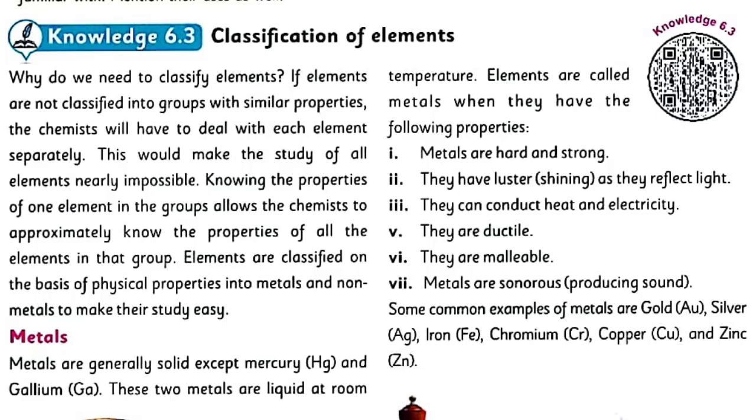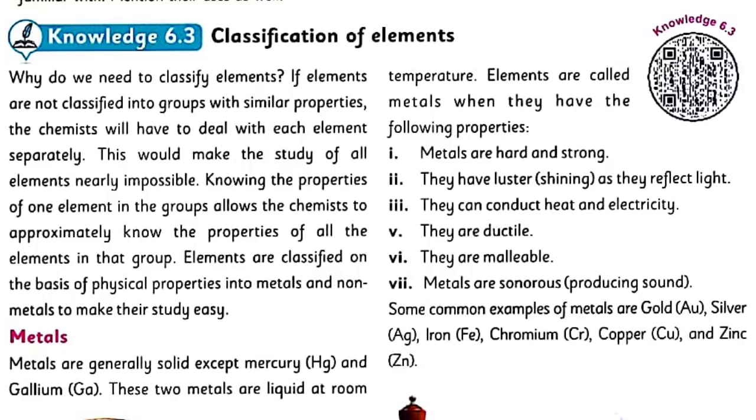Elements are classified on the basis of physical properties into metals and nonmetals to make their study easy. Metals. Metals are generally solid except mercury and gallium. These two metals are liquid at room temperature.